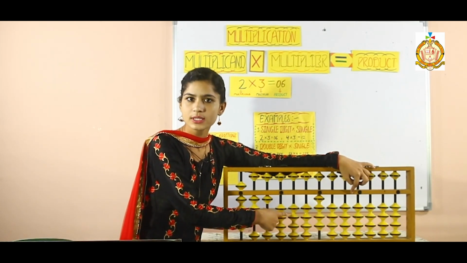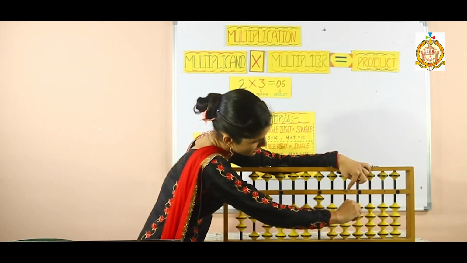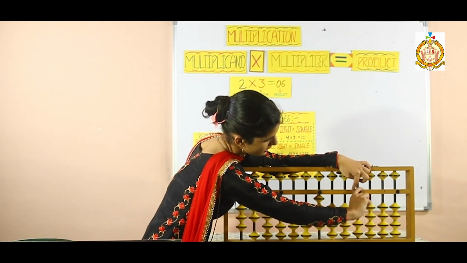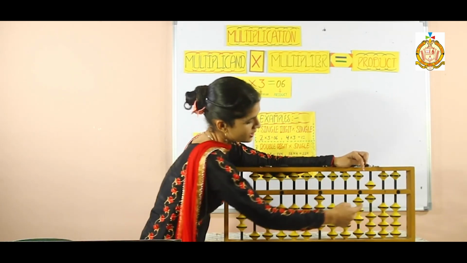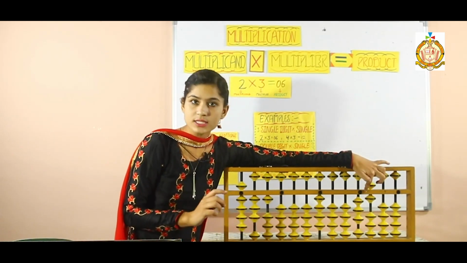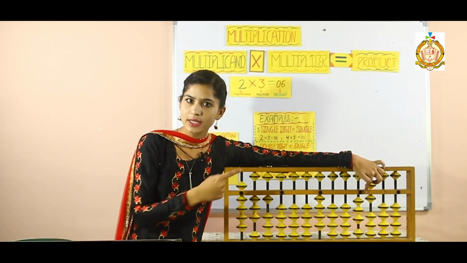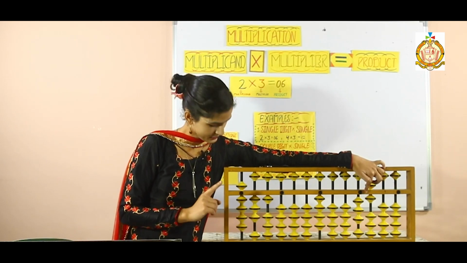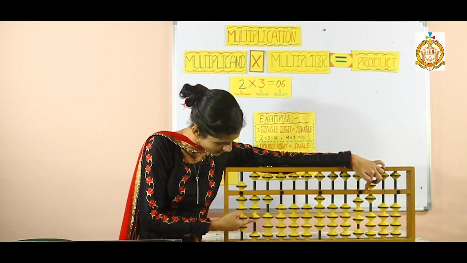9 into 4 is 36. You have to start from the fourth rod. On the fourth rod is 30. 6 is a butterfly number. Together we have to add, so 36 is added. 6 is on the third rod. Now place your finger on the third rod. You have to start the next adding from the third rod. Now here is 3, the next multiplicand digit, and the multiplier is 4.